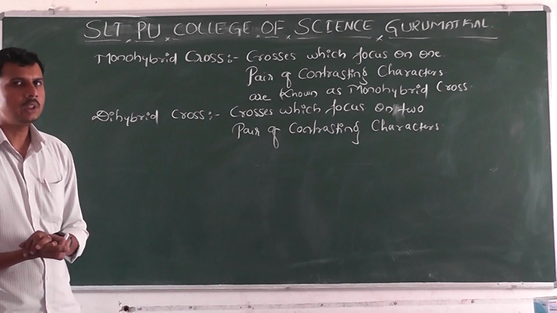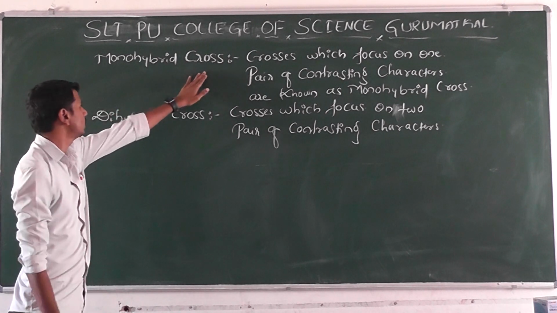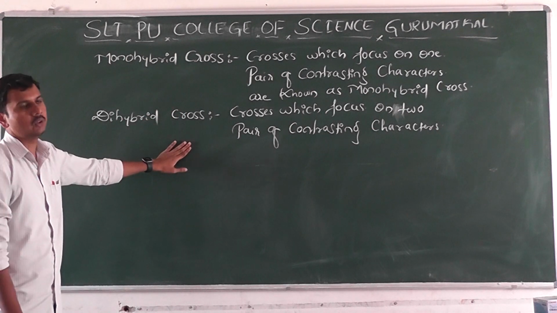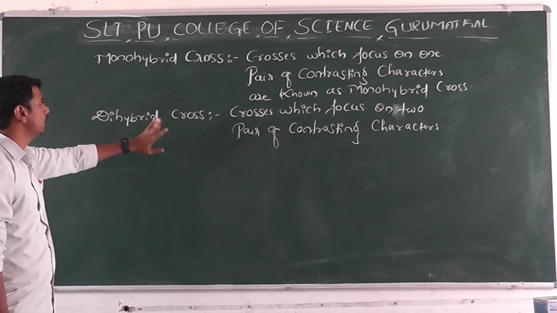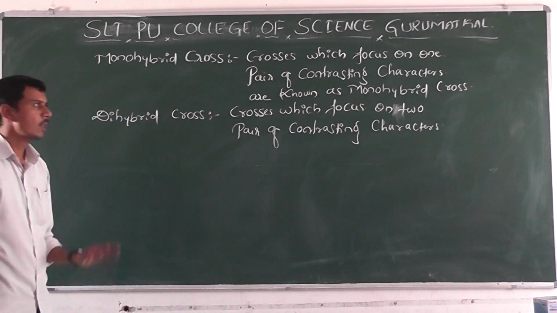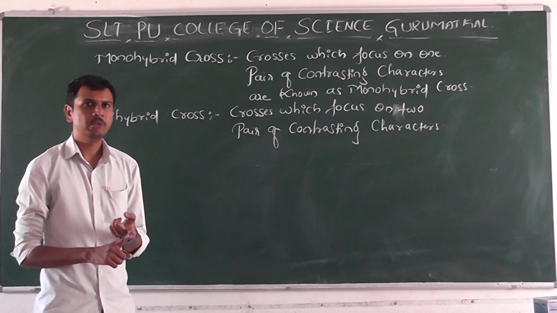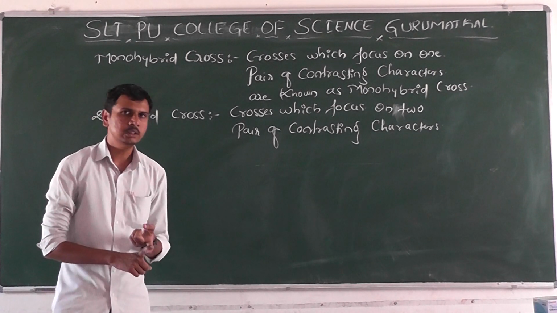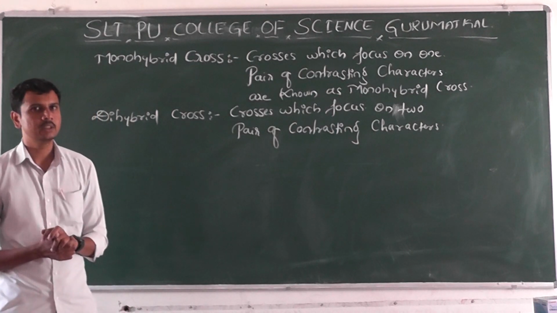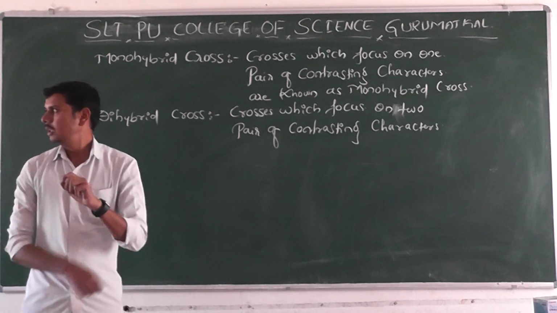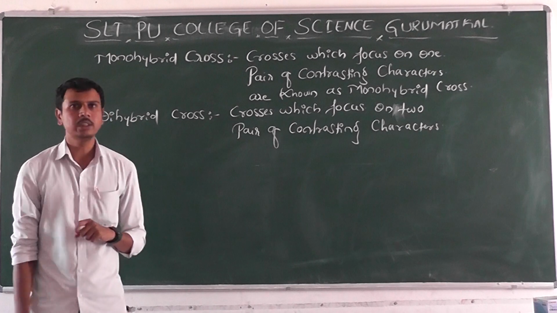Today we are going to concentrate on the proper definition of the monohybrid cross and the dihybrid cross, with one example each. Before this, we will recall the phenotypic characters and the genotypic characters, and the homozygous and the heterozygous. Homozygous means if the genes are the same, we call it homozygous genes.